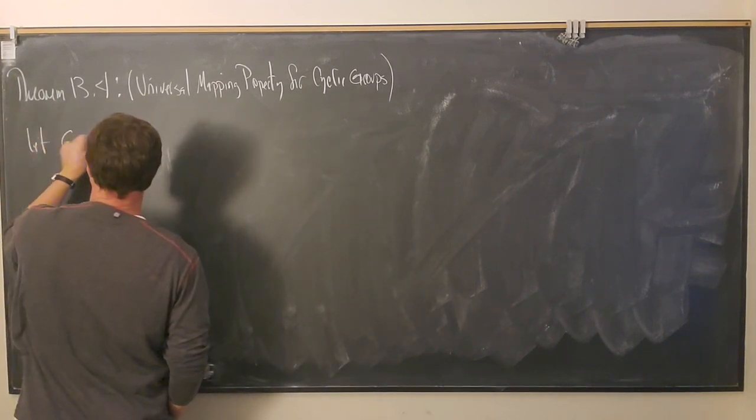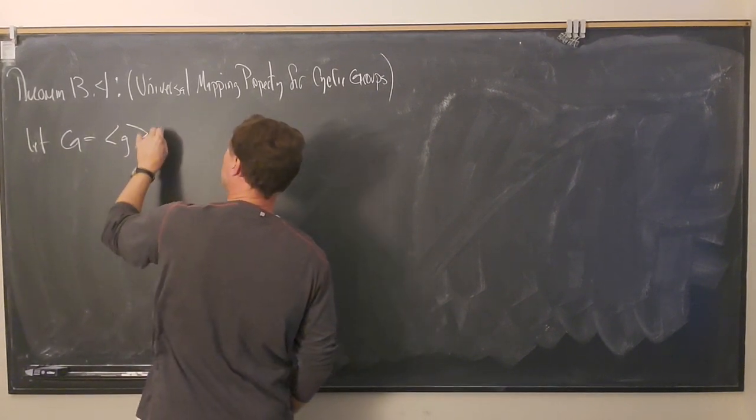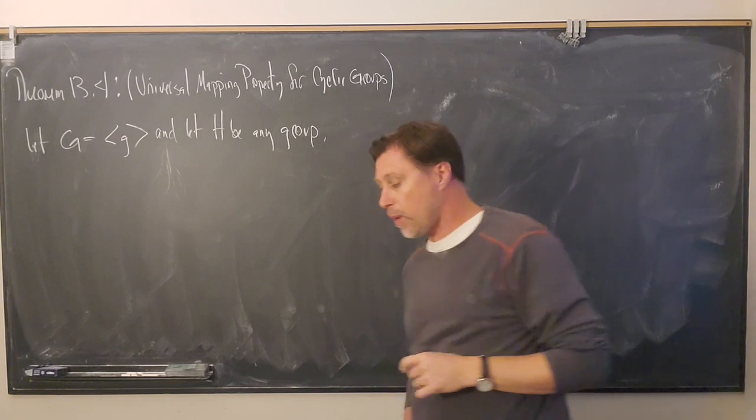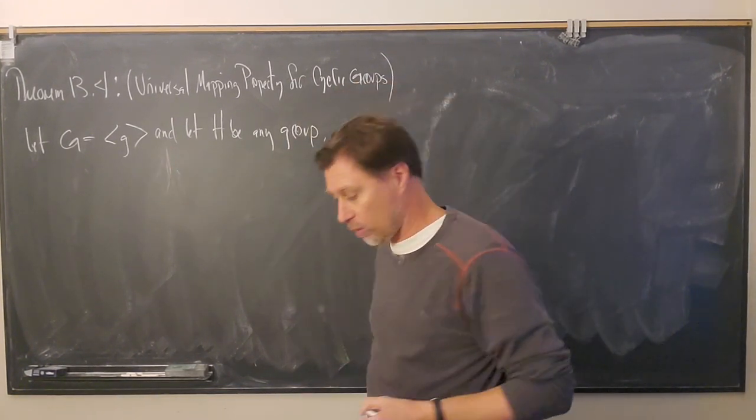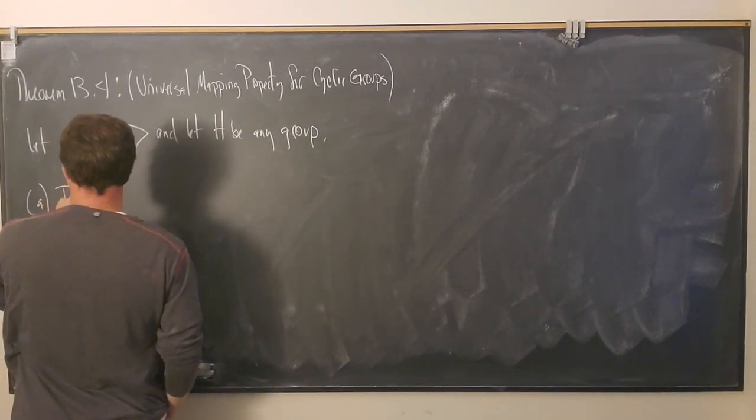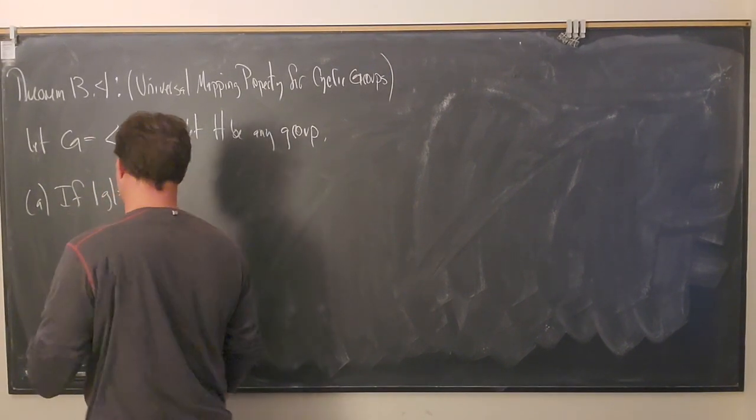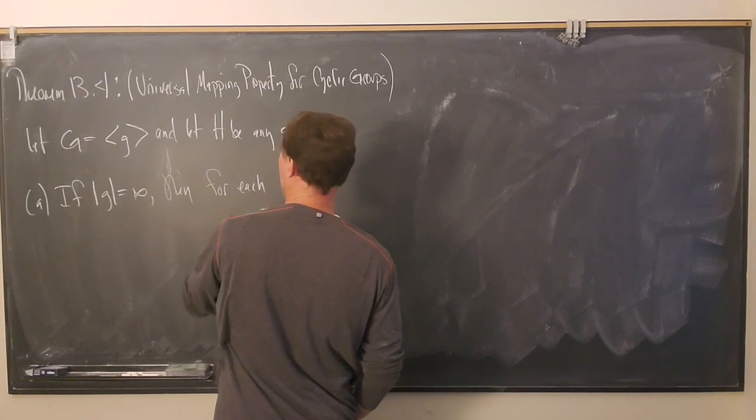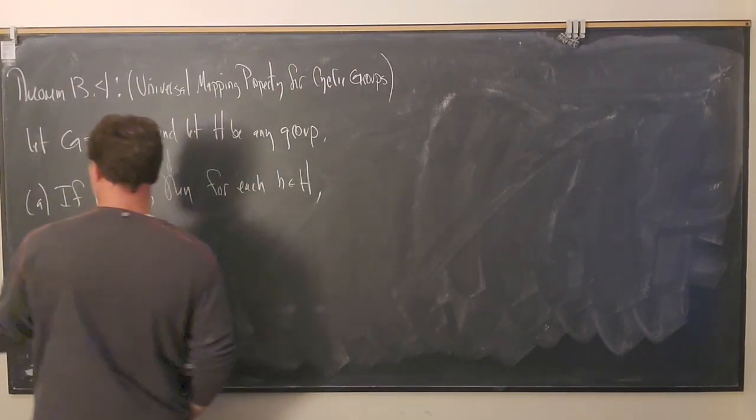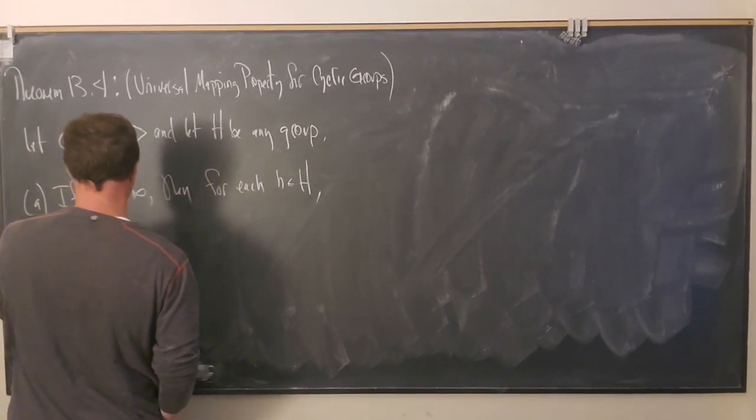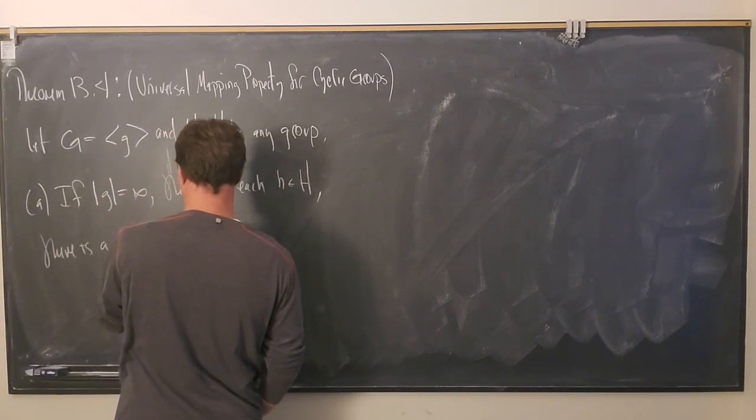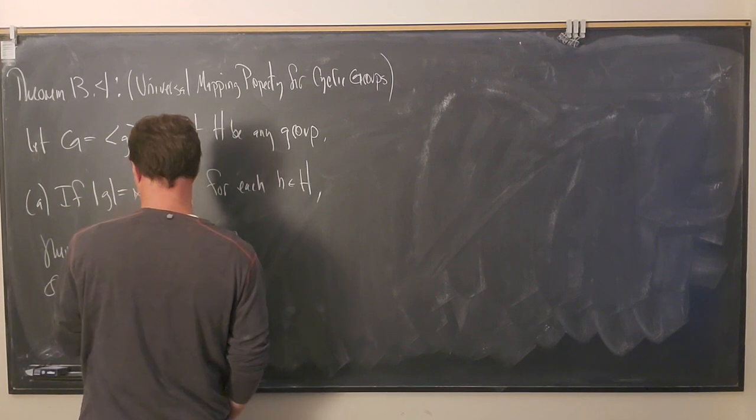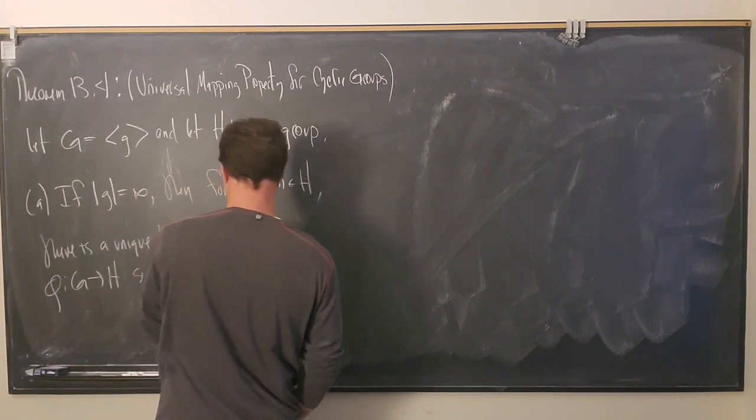So let's let G be a cyclic group with generator little g, and let H be any group. Now there's going to be two parts to this, depending on whether G has infinite order or finite order. So if the order of little g equals infinity, then for each little h in capital H, there is a unique homomorphism phi from G to H such that phi of little g is equal to little h.